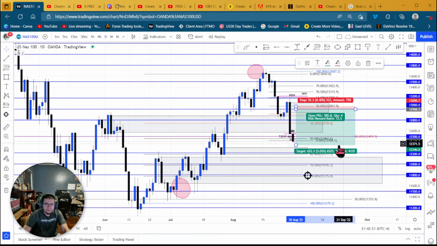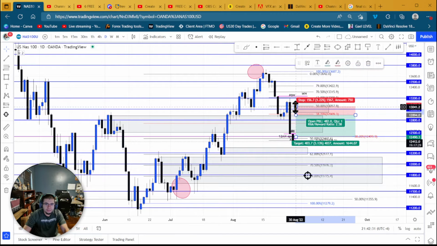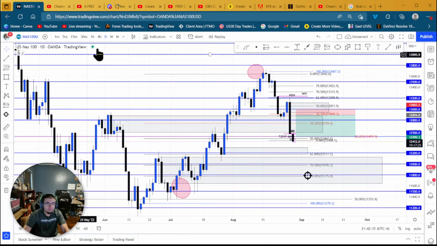Right there. It may not even go that high. It may come up to this level right here. And we have the 50, that's 100 pips. Man, this is going to be a big move coming, guys.